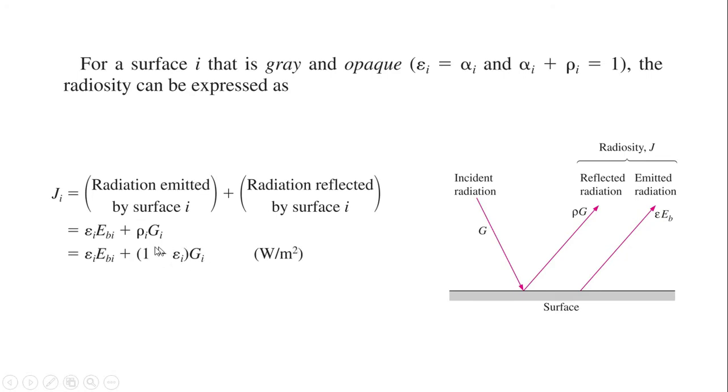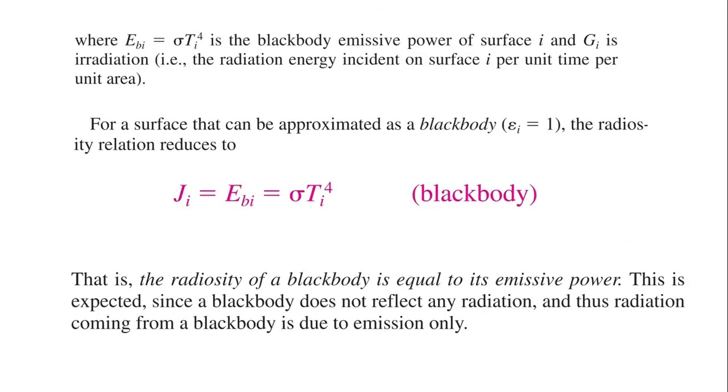This is the final expression for the radiosity, which incorporates the radiations emitted by the surface and the radiations reflected by a particular surface I. We have studied earlier that the black body emissive power is equal to the Stefan-Boltzmann constant times the temperature to the power 4. Temperature must be in absolute scale. It is the black body emissive power of a surface I, where Gi is the irradiation or the incident radiation, the radiation energy incident on a surface per unit time per unit area.